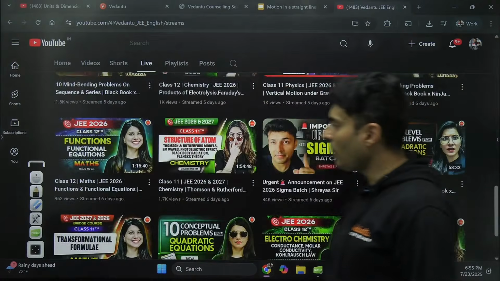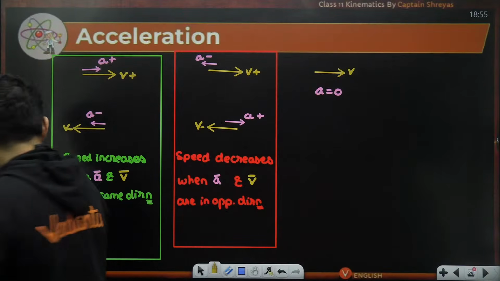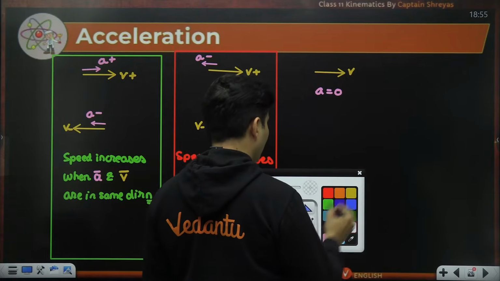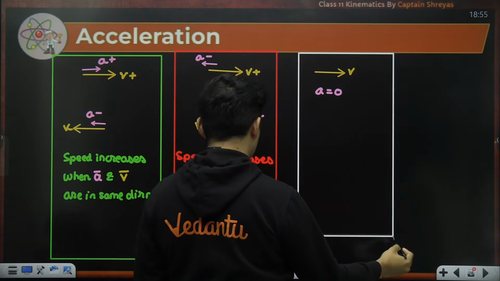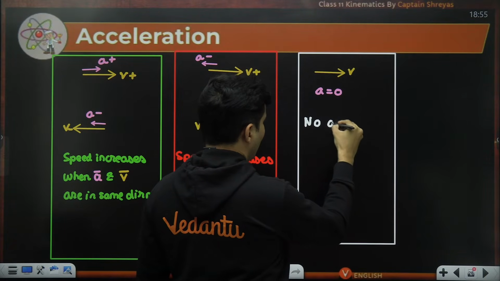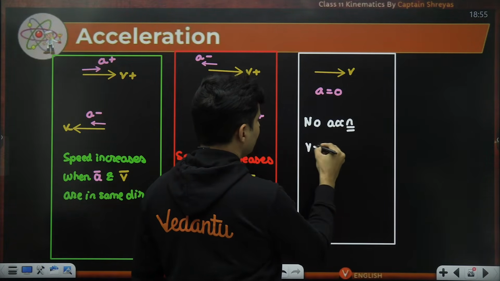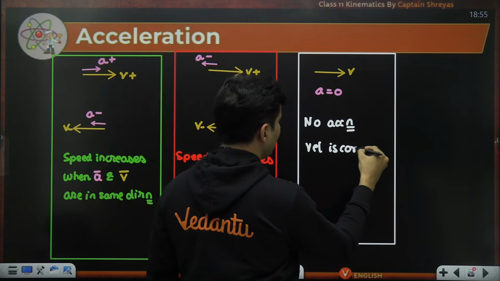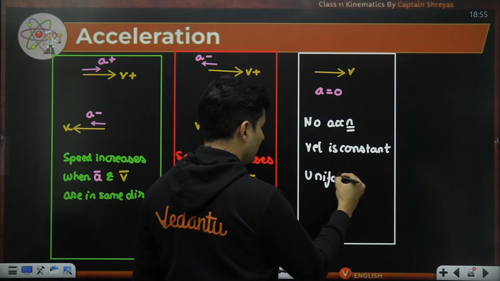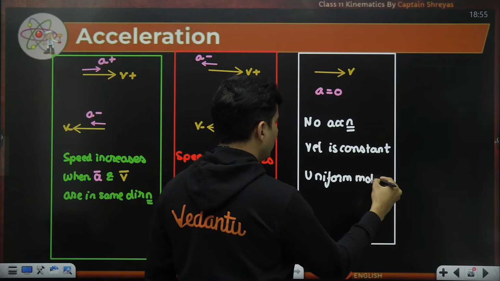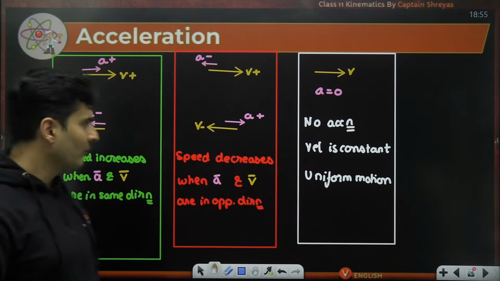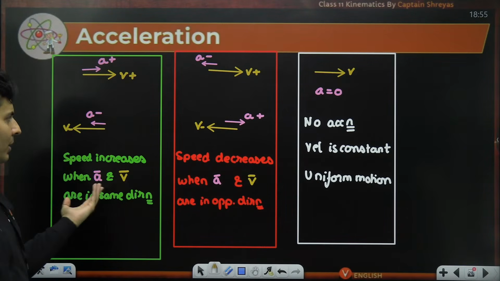Perfect. All right. So this is the second scenario. And in the third scenario, what will happen? There is no acceleration. When there is no acceleration, that means the velocity is going to be constant. Such a motion is said to be uniform motion. It is said to be uniformly moving. It will not change. It will move with constant velocity when there is no acceleration. So I have given all three possibilities.